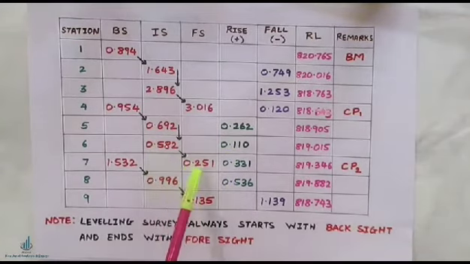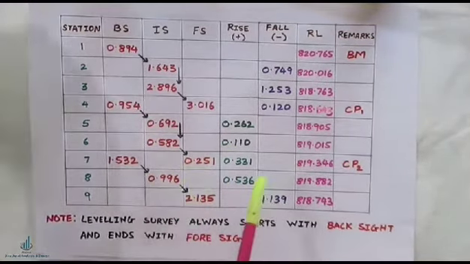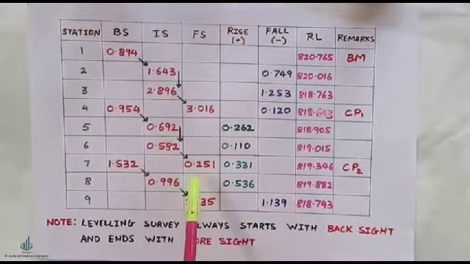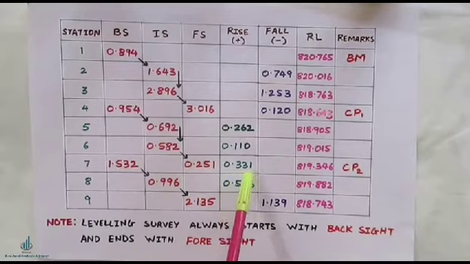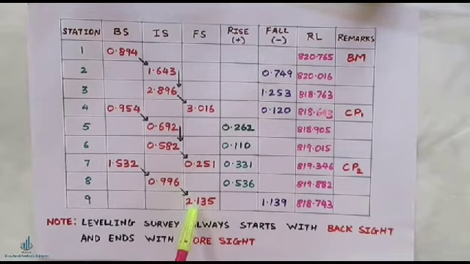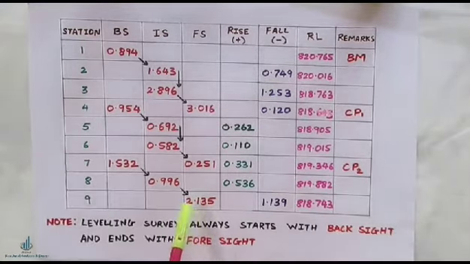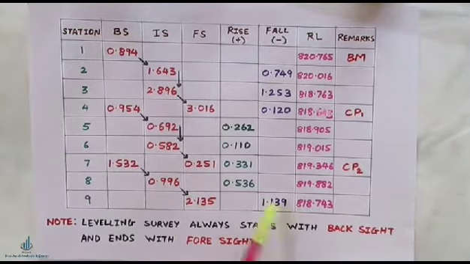Next two values, 0.852 and 0.251. If you subtract these two values you will get 0.331, which you have to write in the rise column. Next 1.532 minus 0.996, positive 0.536, and the last two readings, 0.996 minus 2.135, you will get a negative value, so you have to write it down in the fall column, 1.139.